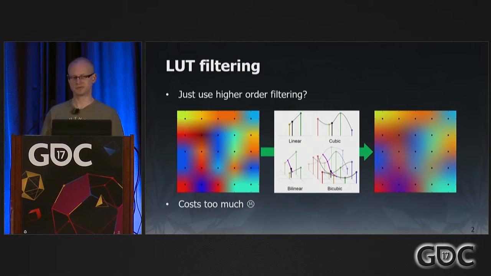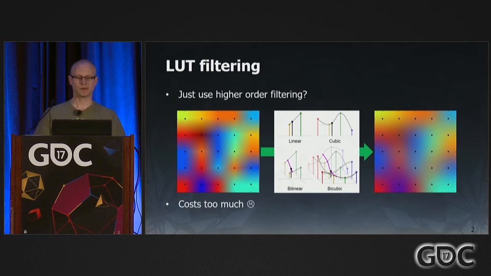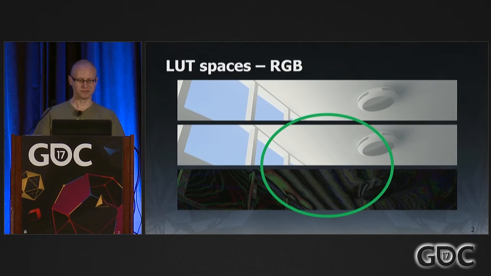So how do you fix this? Well, of course, you could just use higher order filtering. You can go from linear to tricubic. And this would really help. But it's also ridiculously expensive. And rather than spending our time trying to work out how to make this fast, we took a different approach. Back to the original slide. In RGB, we index the LUT by red, green, blue. But you don't have to do this.